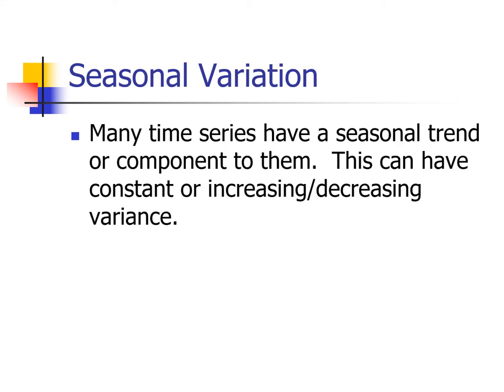So that talks about trend. It talks about errors and one type of dependency, this first order autocorrelation. Now we talked about the potential of seasonality in our models. So let's talk about this idea of seasonality or seasonal variation. Many time series have a seasonal trend component to them. The seasonal trend can have constant or increasing or decreasing variation.